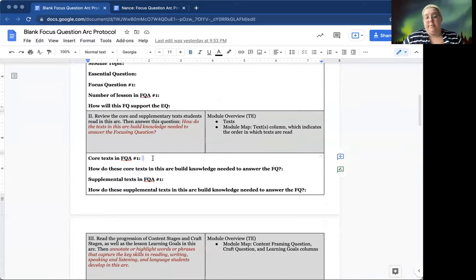After that, you'll write the number of core texts. Again, in the higher grades, you will probably have a lower number of core texts, but those of you who teach our younger students might have a number of core texts, and just having a sense of those ahead of time is important. Also, just to kind of plug and play how many supplemental texts. And then it's these two questions that are the ones that really ask you to do some time just reflecting and thinking about how do these core text or texts support and build the knowledge that students will need to be able to answer the focus question. And then the same thing with supplemental texts.